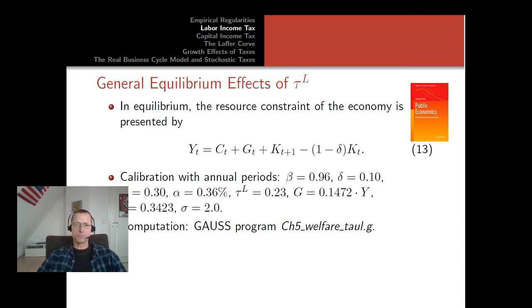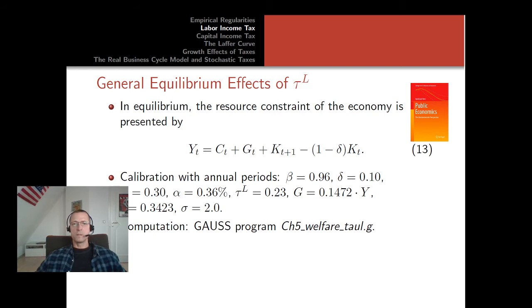We also set the intertemporal elasticity equal to 1/2, implying sigma equal to 2.0. And we calibrate iota so that the labor supply is 0.3, or 30%, in the steady state.